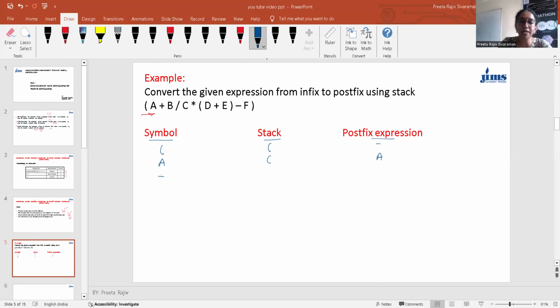Next is the operator plus. So plus will go to the stack. So the stack contents will be what? Opening bracket and plus, and the postfix expression remains the same, that is A.